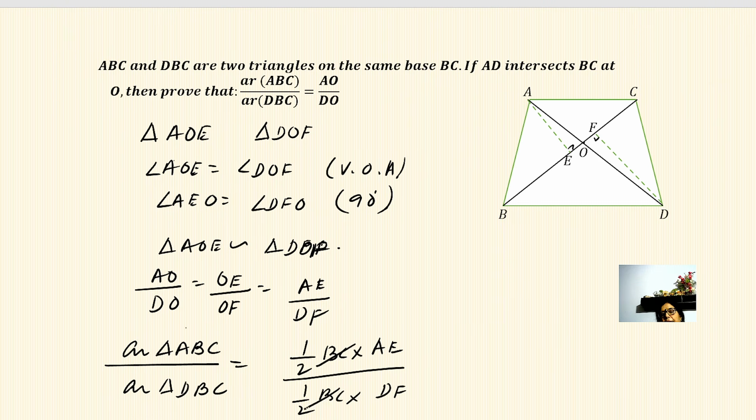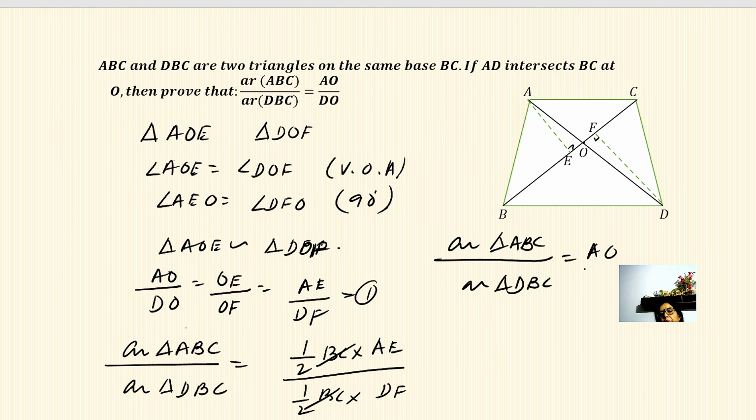So this gets cancelled out, we get AE by DF. But AE by DF is equal to AO by DO, this relation that we have proved. So we can just replace it and write area of triangle ABC by area of triangle DBC is equal to AO by DO, which was supposed to be proved.